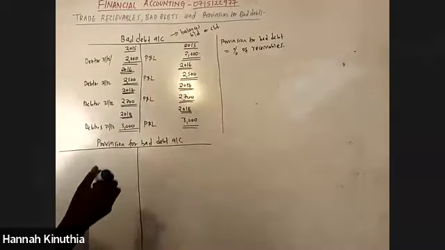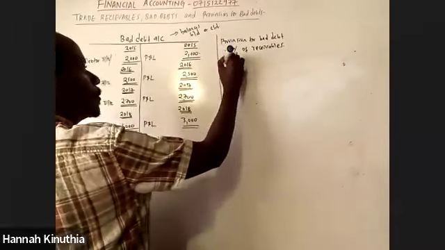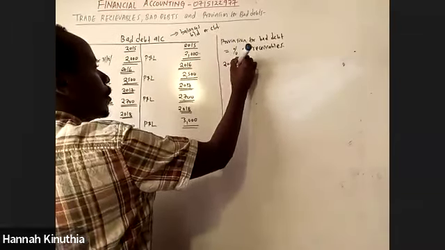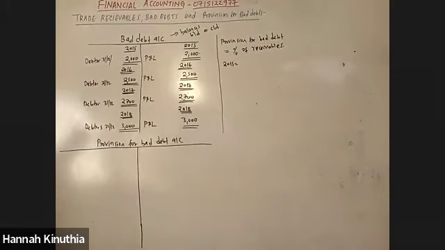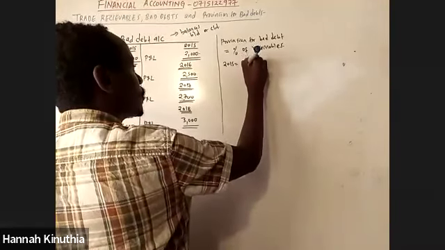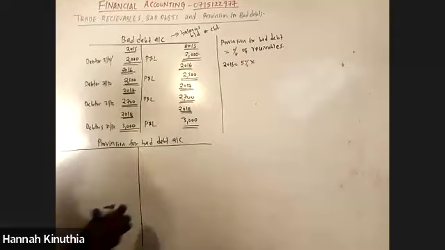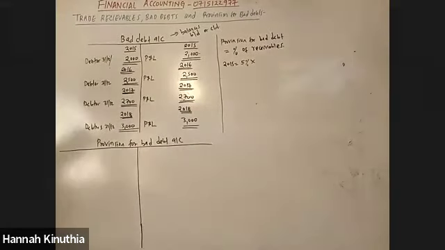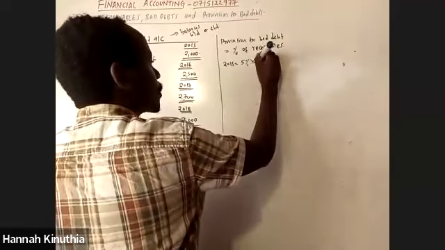So 2015. What is the first thing? First, the percentage is 5%. The provision for bad debts is 5%, if I'm not mistaken. Now, what is the value for the receivables? The value for the receivables in 2015, you can see, is 20,000.